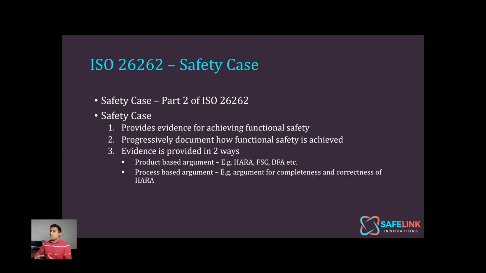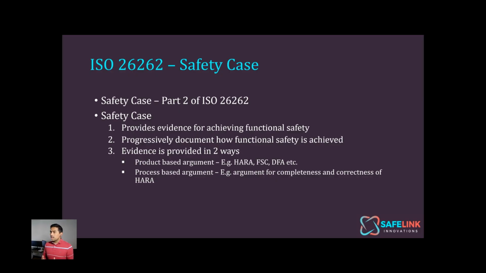For example, we've identified all the risks by using a HARA. Then we've identified safety mechanisms using a functional safety concept. Then we've developed a lot of software based on some software safety requirements. And then we've tested based on certain testing methods. This is a product-based argument.